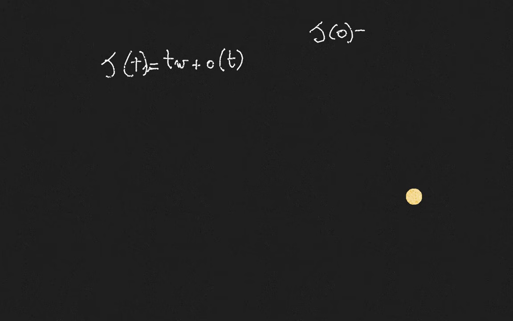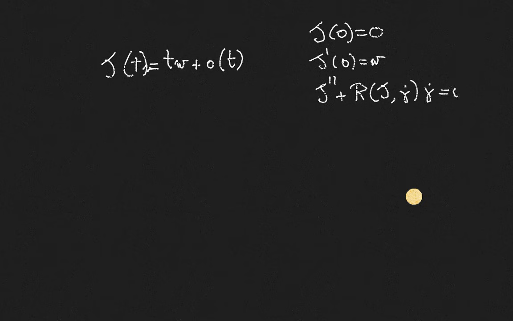You have J(0) equals 0, J'(0) equals W, and then you get the differential equation, which is this one. So, quite easily, these two imply what I just wrote. How about the second derivative at 0?